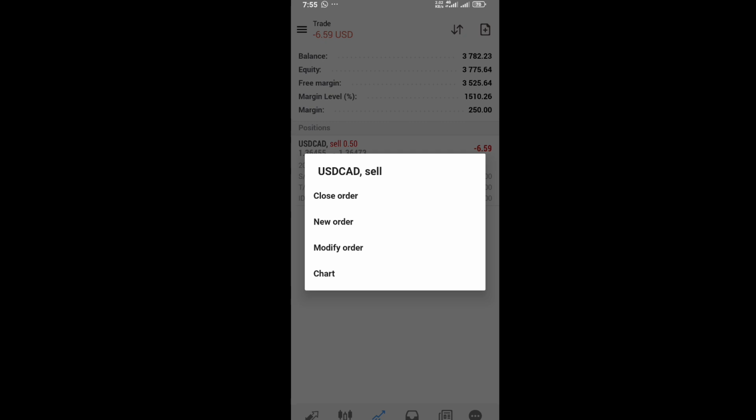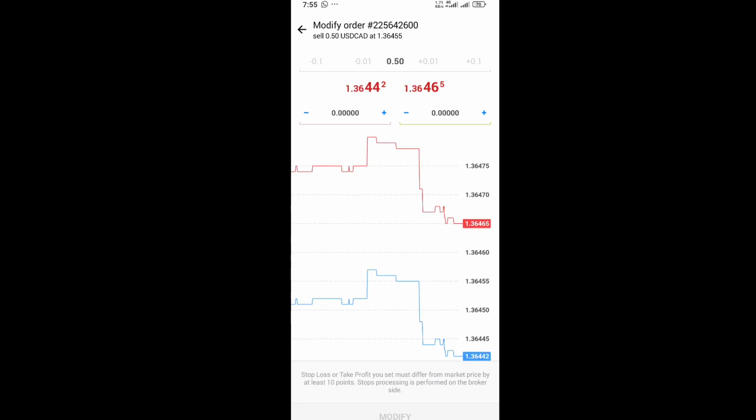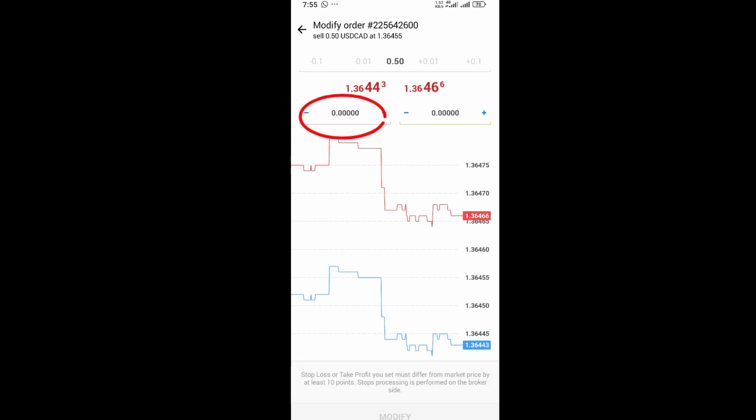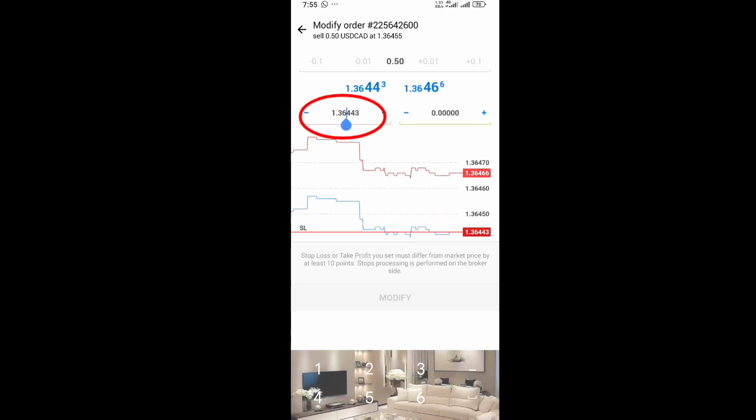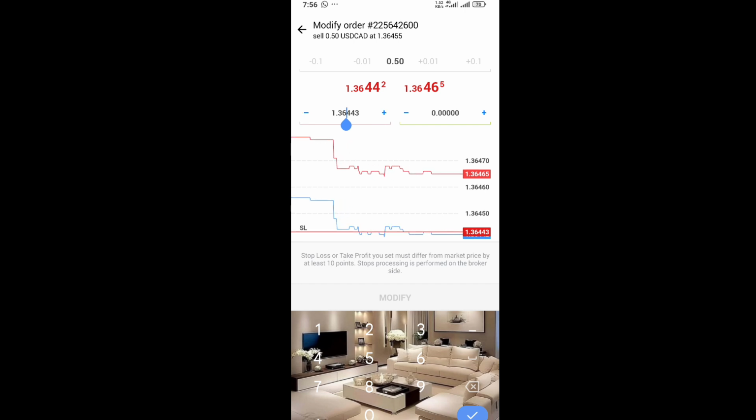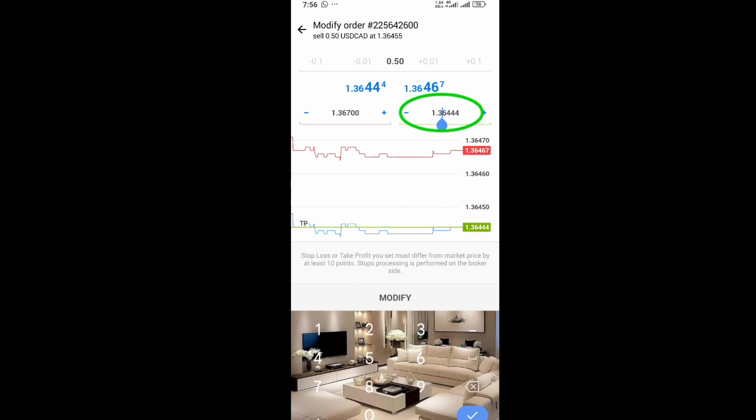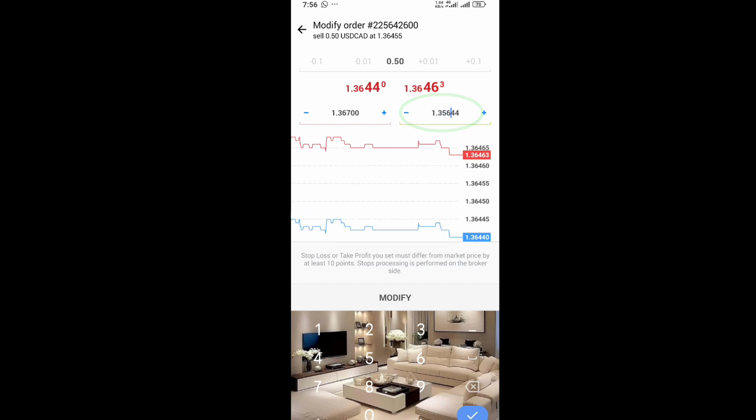There are two ways to modify the trade. Either you long press on the trade and it will bring out this pop-up, then you can click on modify order. That is one way. So if I click on modify order, it comes up, so I can modify the trade here. And the other way is just to swipe to the left, and when you swipe to the left, you see this pencil icon. You click on it, then you set your stop loss. So let's say the stop loss we agreed should be 1.3670. Okay, then the take profit will be 1.3560. So once I've done that, I'll click modify.